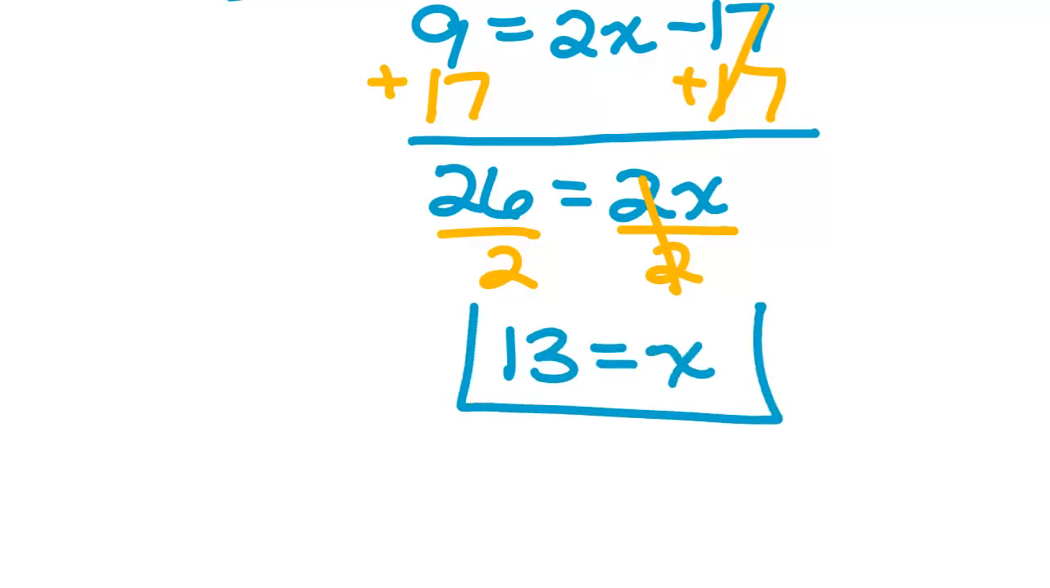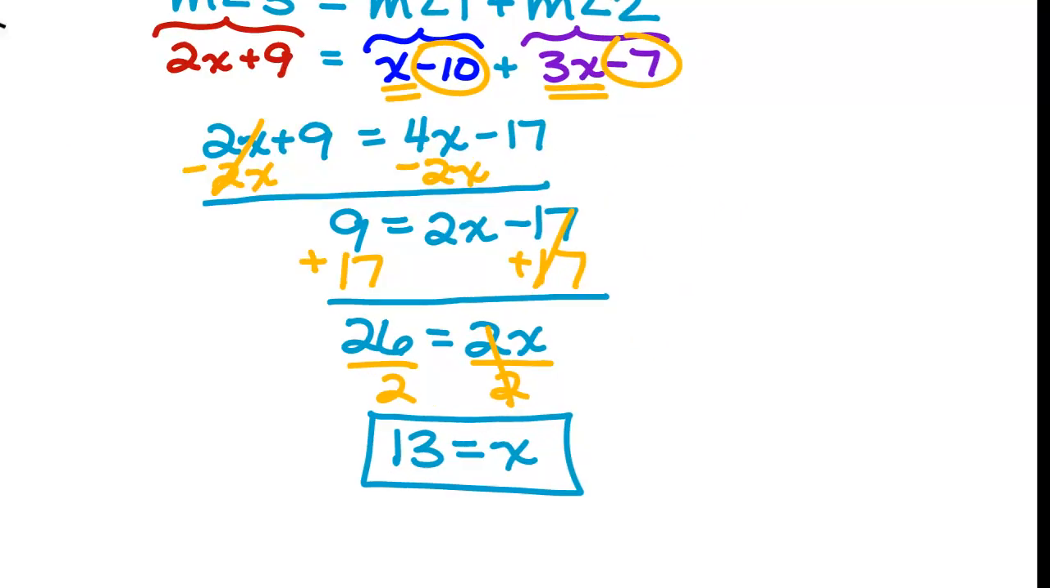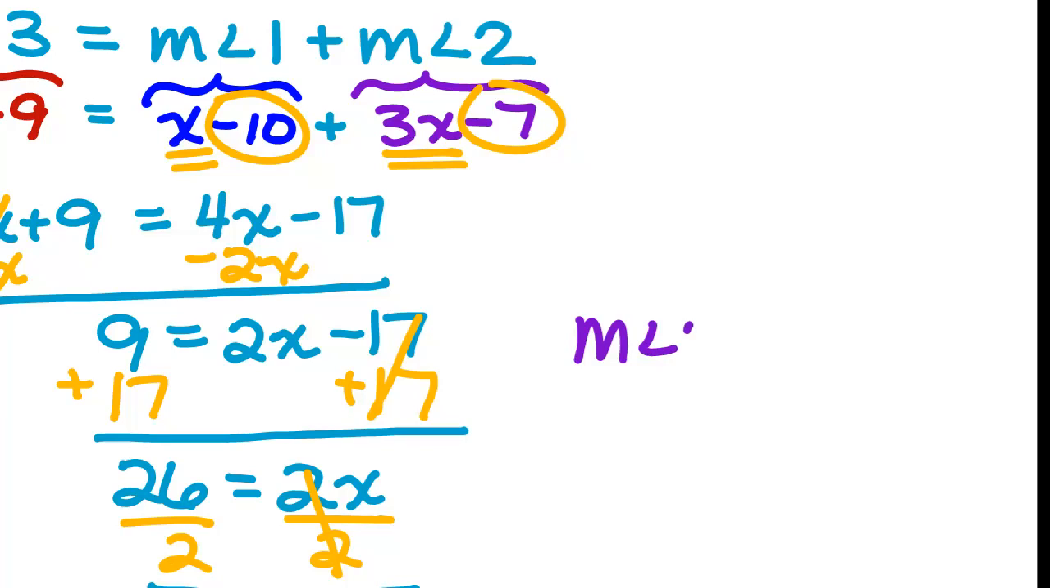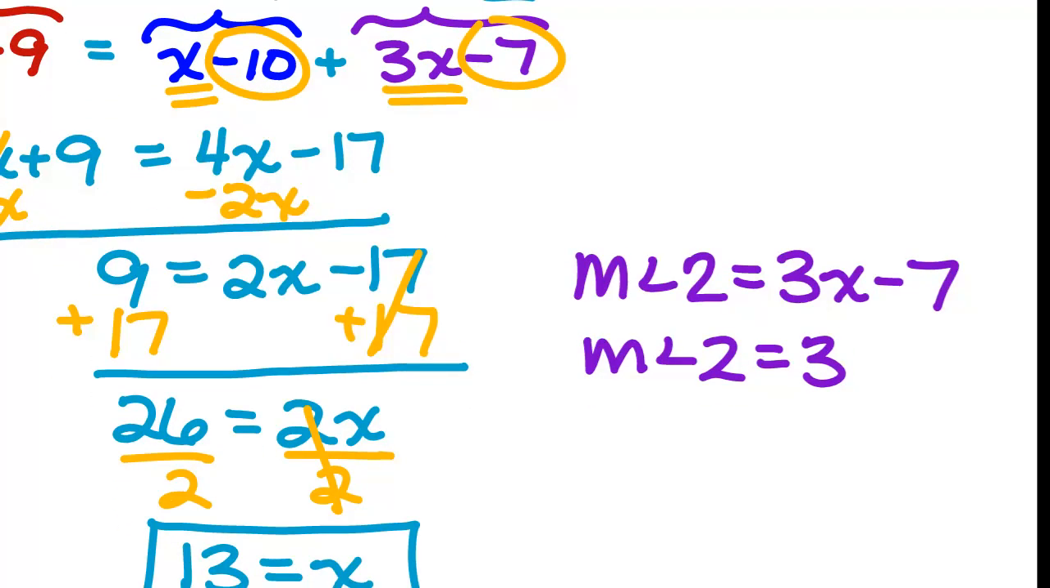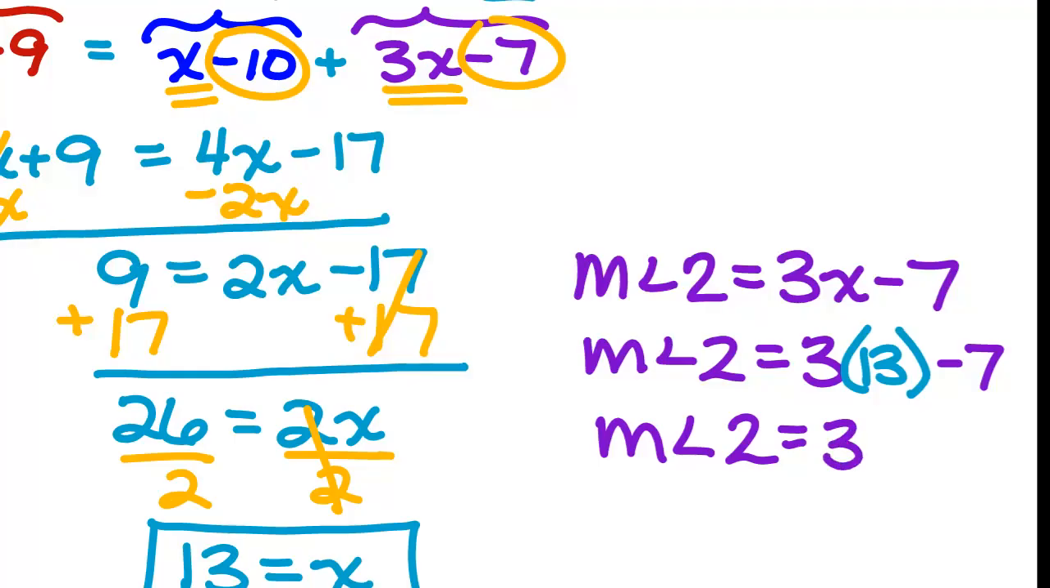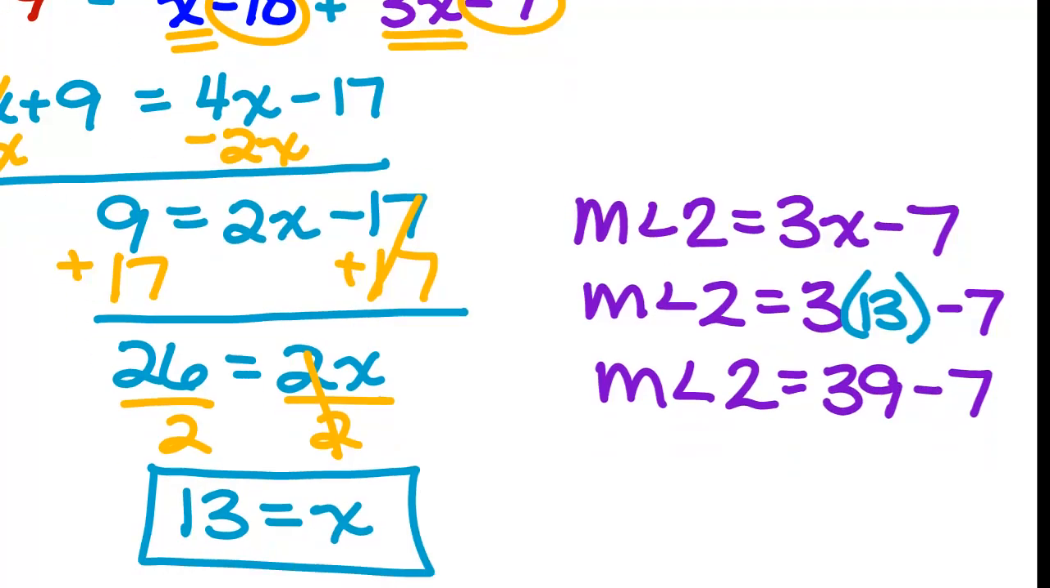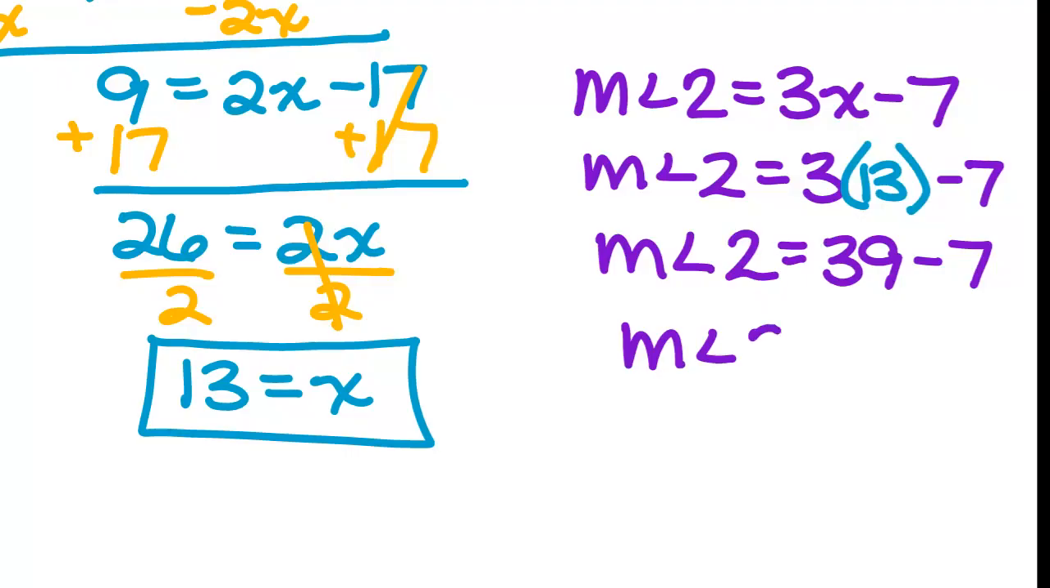So x is 13. And the other thing that they wanted me to do was to find the measure of angle 2. The measure of angle 2 is equal to 3x minus 7. So we're going to substitute in 13 in the place of x. What is 3 times 13? 39. 39 minus 7 would give me what? 32.